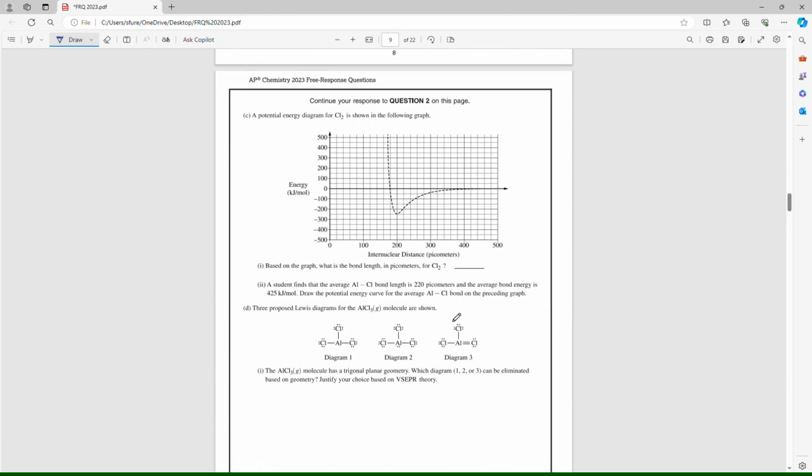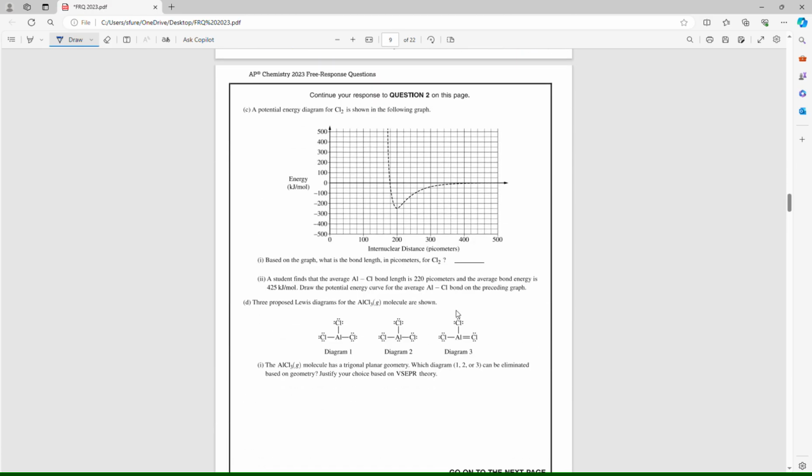Okay. C. Based on the graph, what is the bond length in picometers for Cl2? So this is a potential energy diagram for Cl2. As we go further left, you get repulsion, as things are too close. As you go further right, you get attraction. And then right here where the graph dips, this is the ideal bond distance. So you can see it looks like about 200 picometers is right where that dip is. So the answer is just 200 picometers.